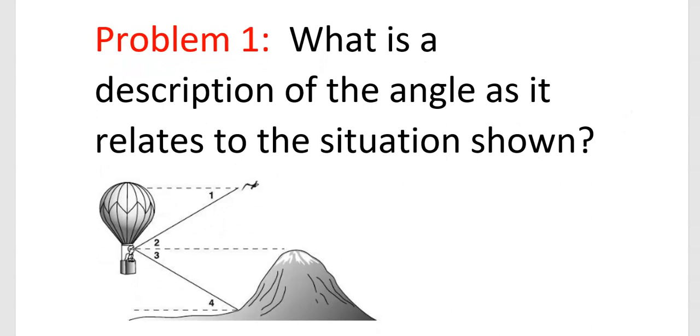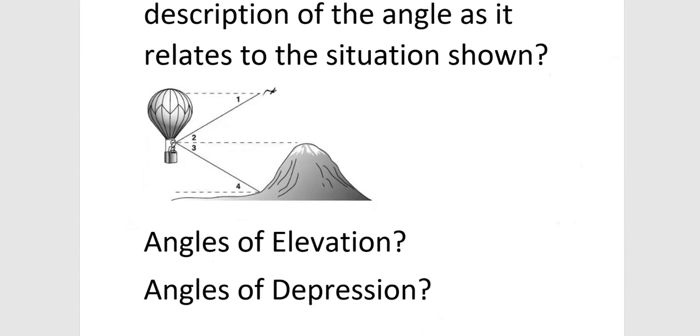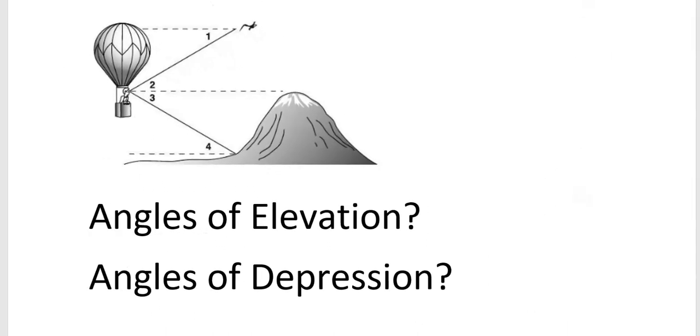So what's a description of the angle as it relates to the situation shown? So when we are looking at this one, looking at the picture, the angles of elevation. Okay, so when you are looking at this person right here, which one is elevation, 2 or 3? 2, because they were looking straight and then they looked up at the bird. So an angle of elevation would be angle 2. What's 3 then? Depression. So they were looking straight and then they chose to look down. So I'm going to put depression in angle 3.